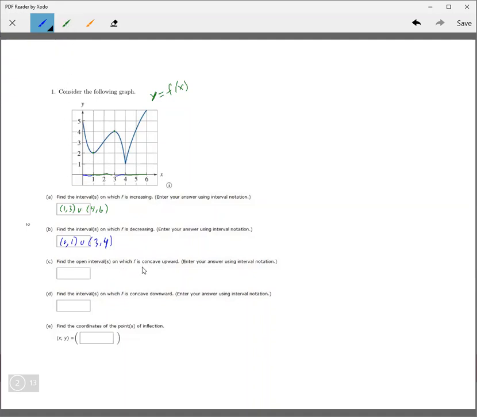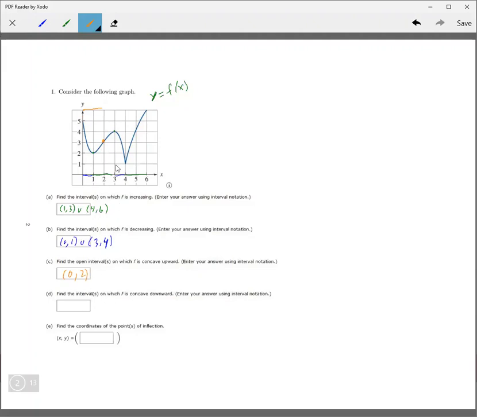Okay, find the open interval on which f is concave upward. Right here, it's concave upward. It shifts right at that point. Here it's concave down, and here, surprisingly, it's also concave down. But this is where it changes. So 0 to 2 would be where it's concave upward.